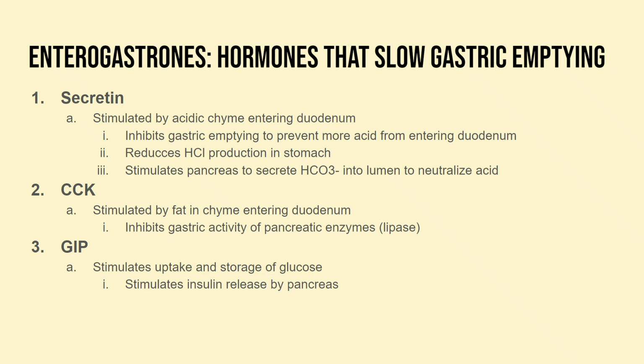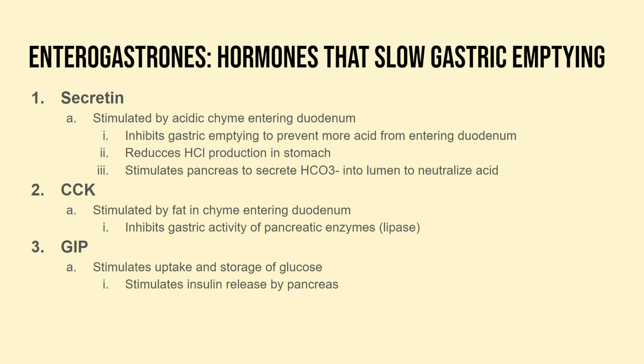So you get acid into the small intestine. You then want to inhibit gastric emptying to slow it down, and reduce acid production in the stomach so we get less acid coming into the small intestine, and secrete a basic compound to neutralize that acid in the small intestine. So if you think about it that way, it all kind of makes sense if you think it through.